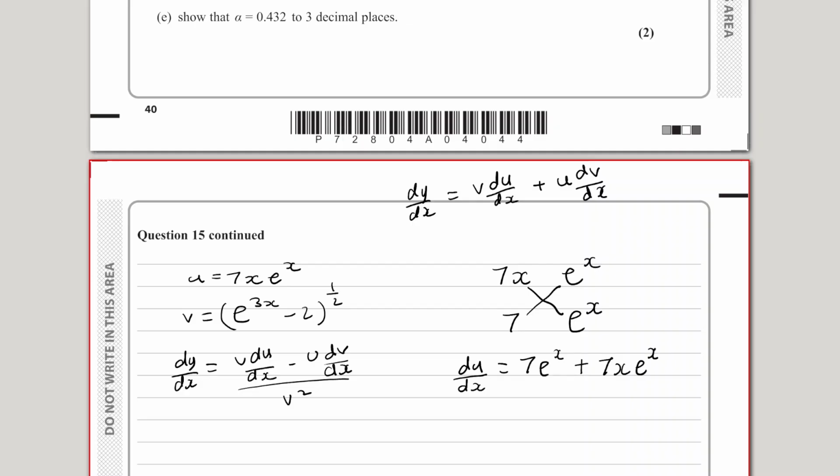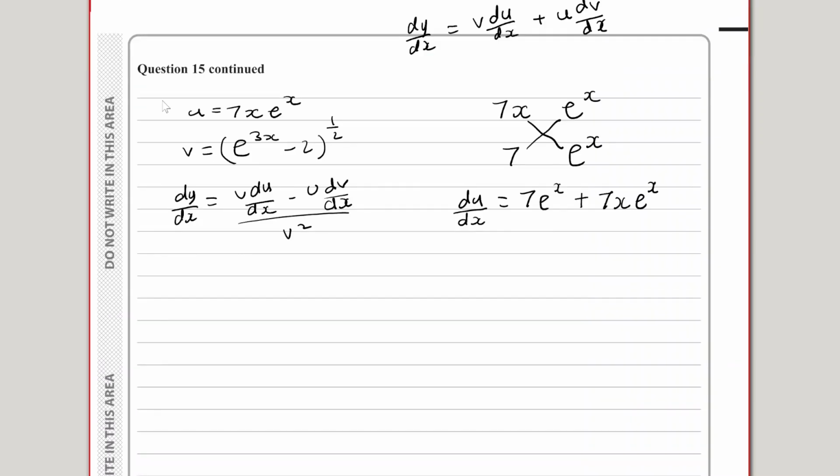dv/dx. So we're going to times by the power, take one off the power, and times by the bracket differentiated. e^(3x) differentiated is 3e^(3x).